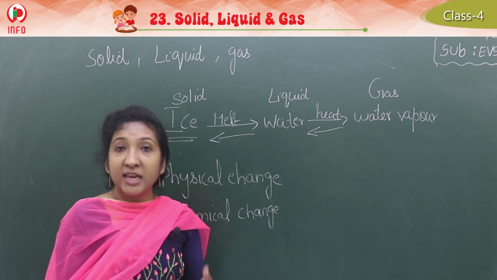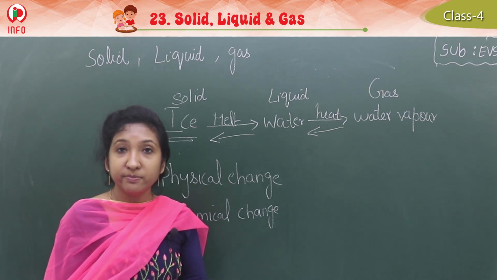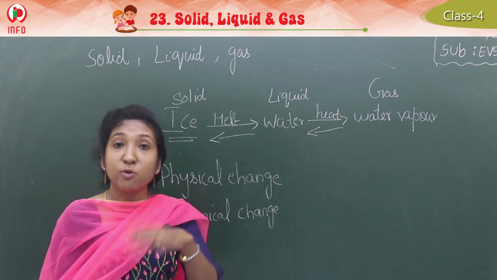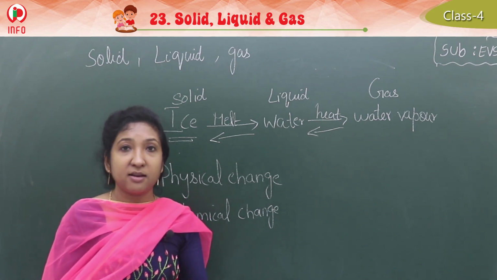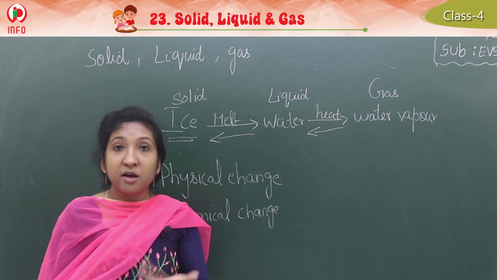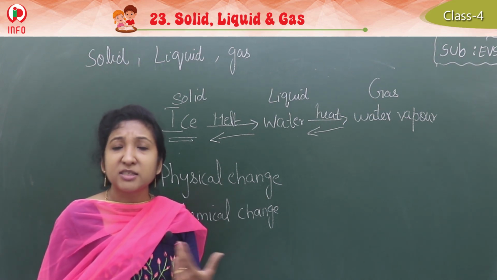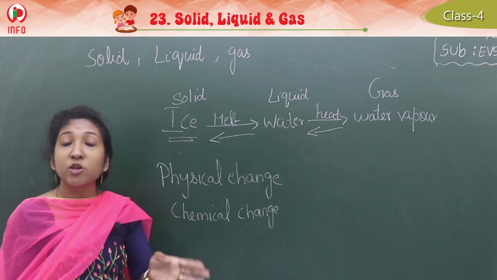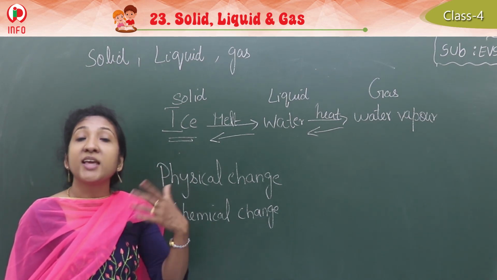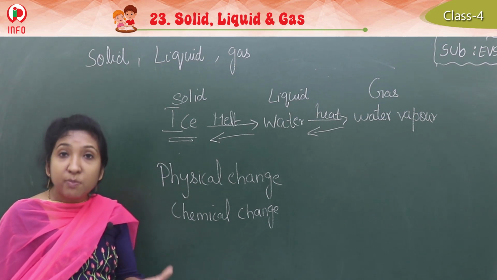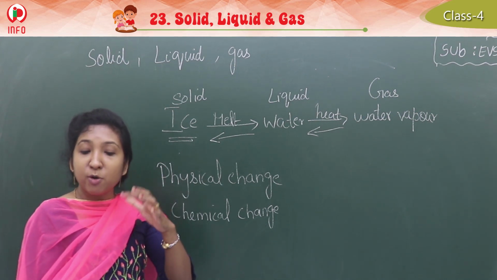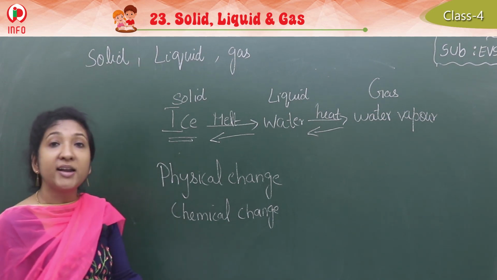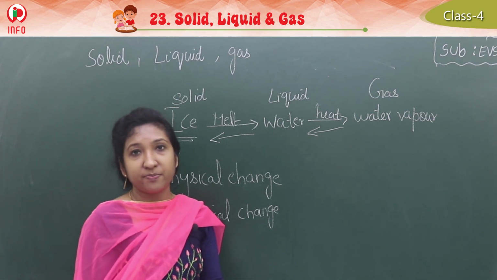Example, heating of wood, burning of wood. When wood burns, it turns into ash and smoke. From smoke and ash, we cannot get wood again. Then, baking of a cake, rusting of iron. These are all examples of chemical change. Here, nature of molecules change and we get new substance. So, the process by which the nature of molecules of substance changes and new substance is formed is called chemical change.